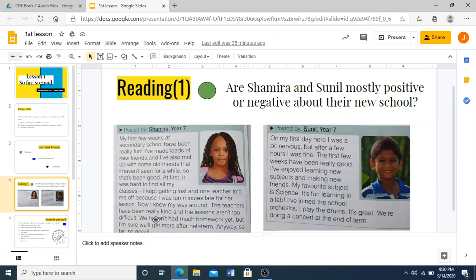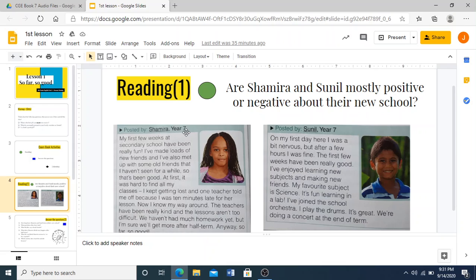So, there's a general question here. Are Shamira and Sunil mostly positive or negative about their own school? By the time we finish reading about them, you should be able to answer this question, whether they are mostly positive or negative about their new school. They're teenagers who have been enrolled in a new school. Apart from reading about their identity, we will see if they are positive about their new school or not. So let's go. First of all, read about Shamira.